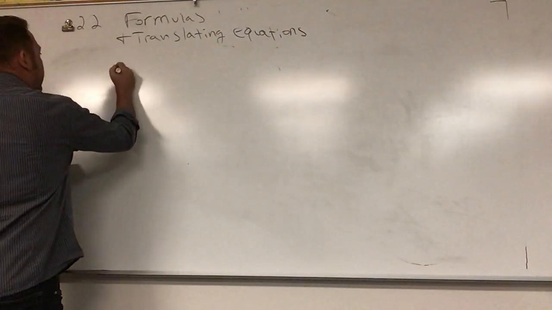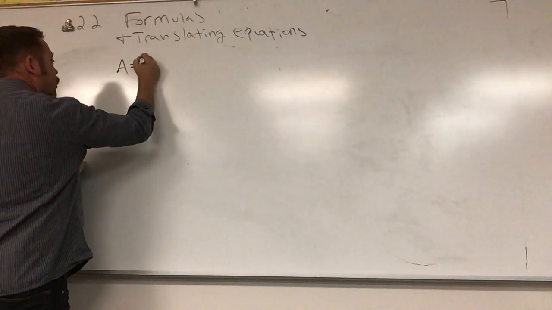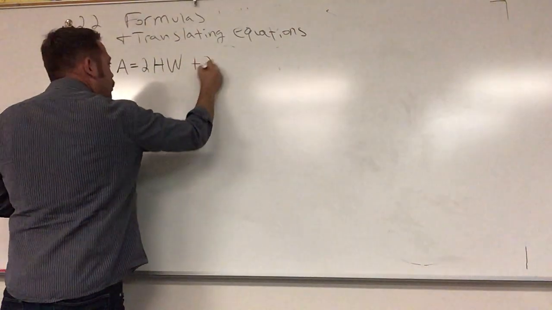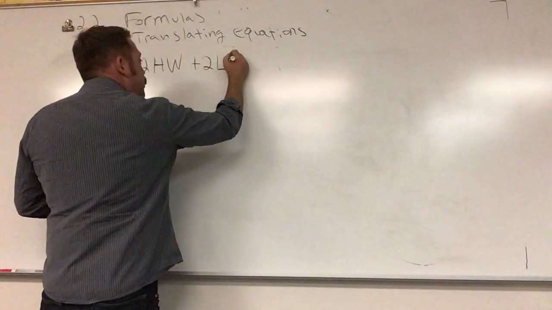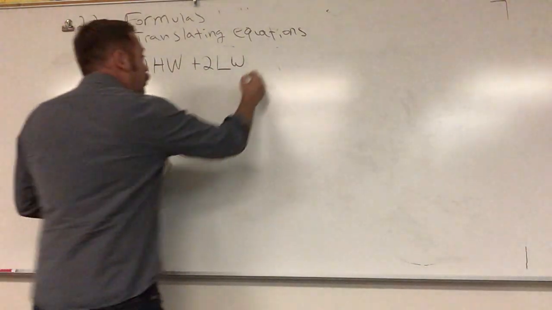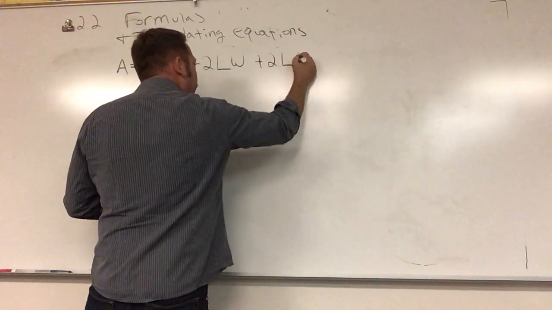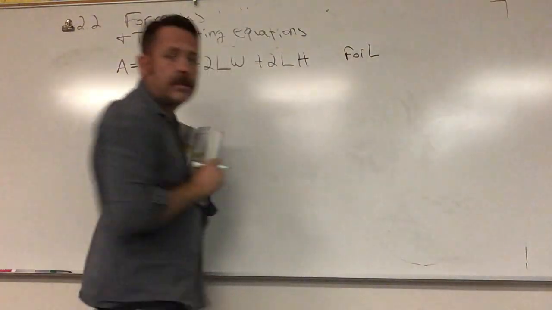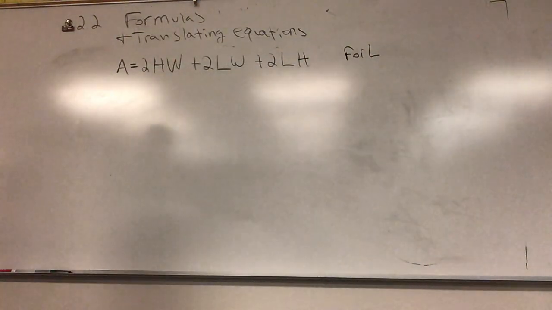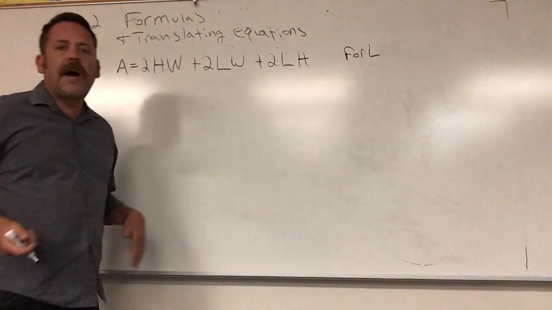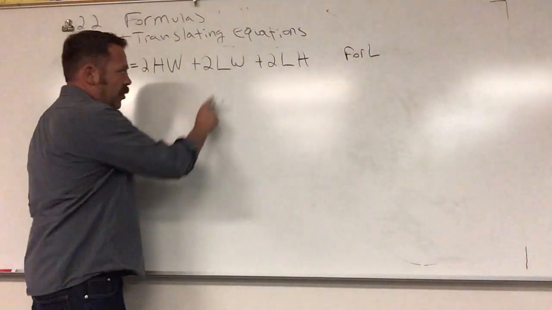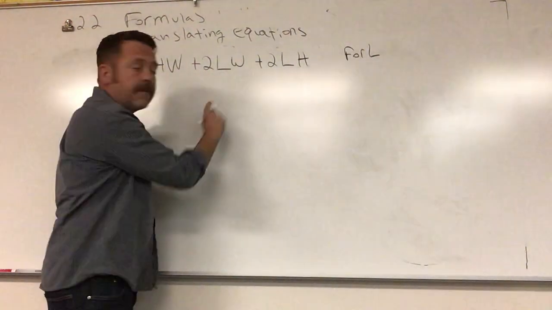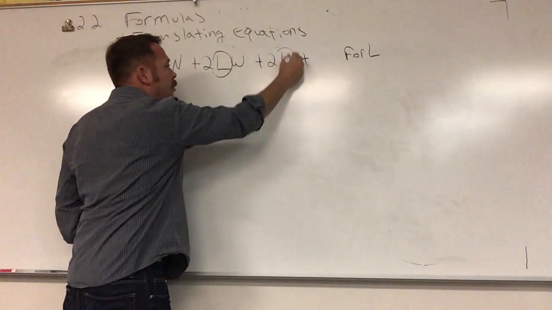So here I have A equals 2HW plus 2LW plus 2LH, and we're going to solve for L. Okay, so this one's a tough problem. It requires some tricky maneuvering. So I want to point out that the variable L that we want to solve for exists in 2 different terms. There's one here and there's one here.